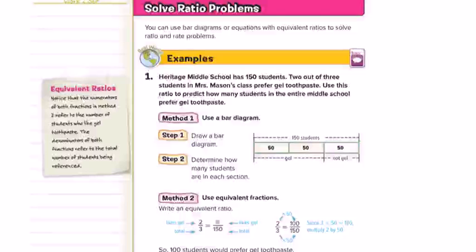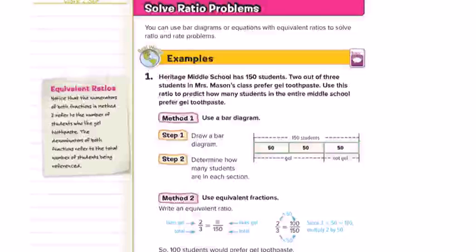Welcome to Chapter 1, Lesson 7, Ratio and Rate Problems. In this lesson, we're going to use two of our previously learned skills to solve ratio and rate problems. We're going to use the bar diagrams that we did in the previous inquiry lesson, and we're going to use equivalent fractions, which we used in Lesson 6.